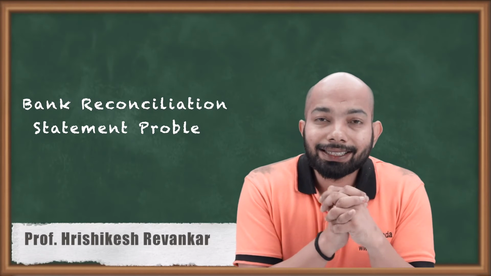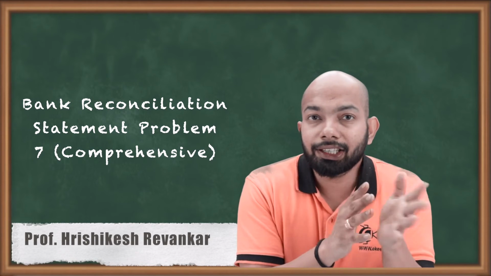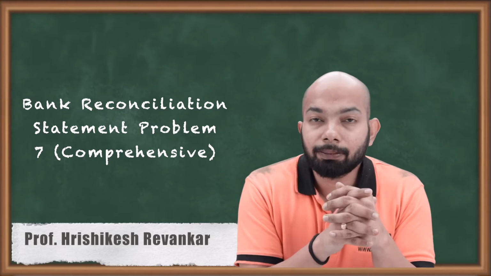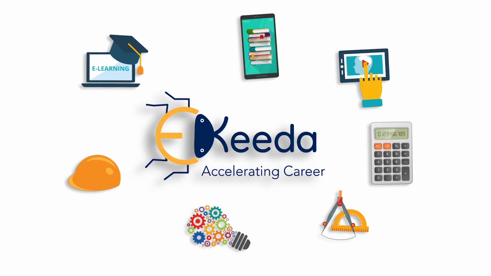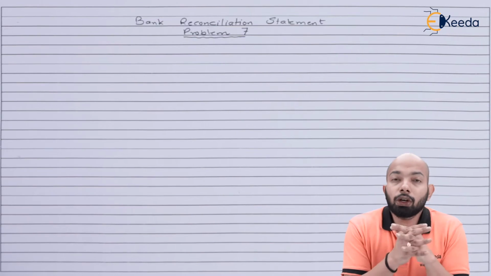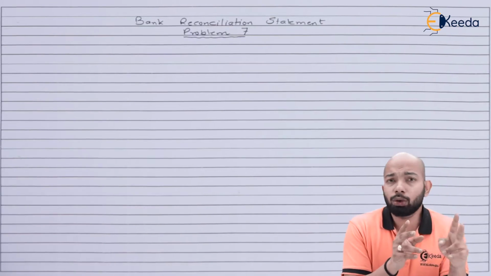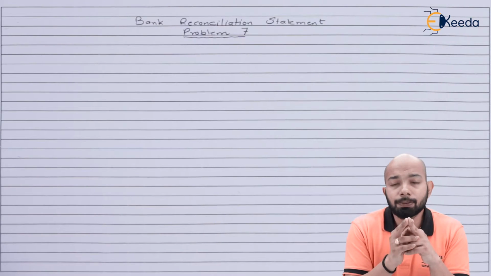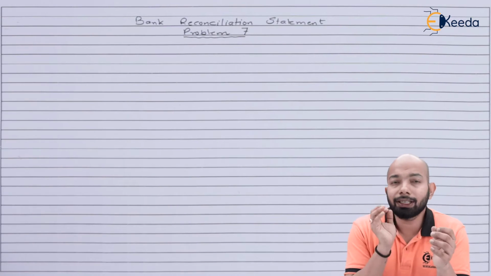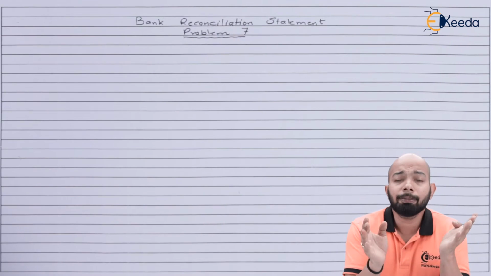Hello friends, we'll be discussing a comprehensive problem which is related to the bank reconciliation statement chapter. So now when we talk about a comprehensive problem, we'll be discussing both the aspects of it. That means opening balance as per cash book and closing balance as per passbook. It can be a favorable or an unfavorable balance, anything can be a part of it.